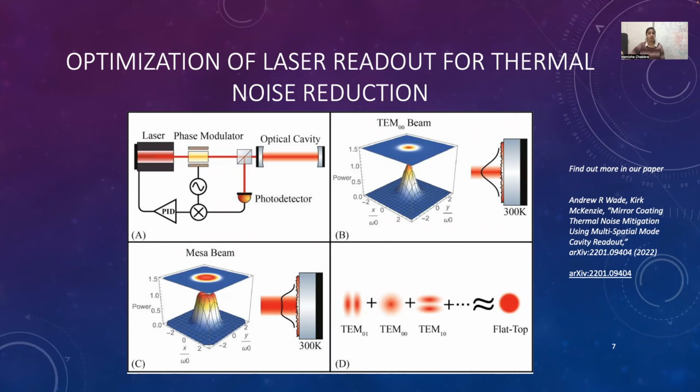So figure A shows just a standard setup for PDH laser locking, and figure B is a standard Gaussian beam incident on a cavity mirror, where the thermal noise is represented by the surface fluctuations on the mirror. In this proposed experiment, we would sample the cavity with a fundamental mode and several higher order modes, where the resulting readout signals are combined in digital signal processing to synthesize a flattened beam profile, such as a mesa beam, on the cavity mirrors. This can be seen in figure C and D.